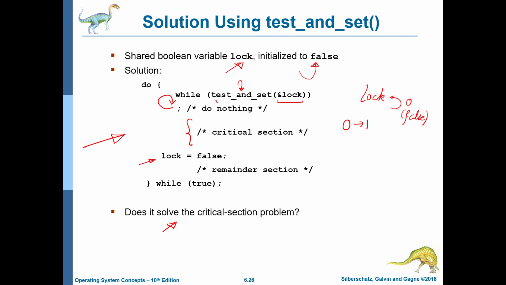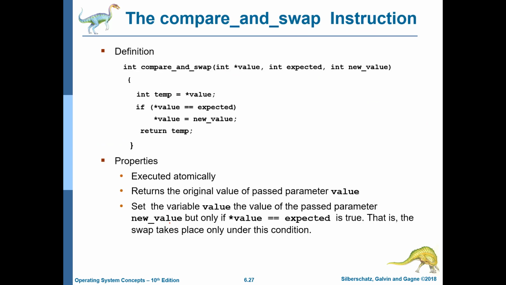Does it solve the critical section problem? Yes, it does. Is it the most efficient? Not necessarily. So we will discuss one more instruction called compare and swap. What compare and swap does is that, given an address, it has an expected value and a new value. Atomically, all of this executes. It reads the value from the address. If the value stored in the address is equal to the expected value, then the value is set to the new value. And then we return the previous value.